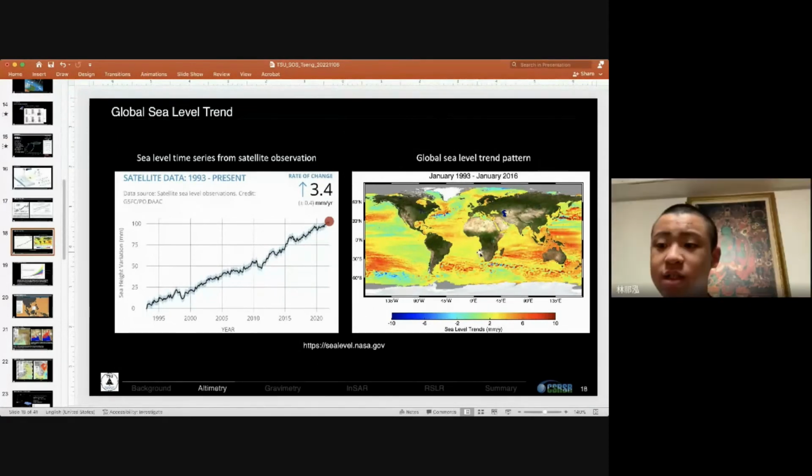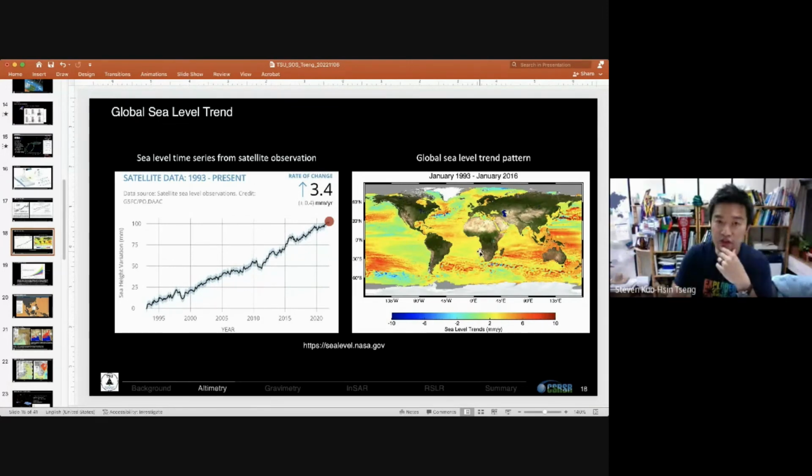Yeah, so basically the sea level rise speed variations depend on the strength of the ocean current, and also the thermohaline effect, the temperature and salinity distribution of the entire global ocean.